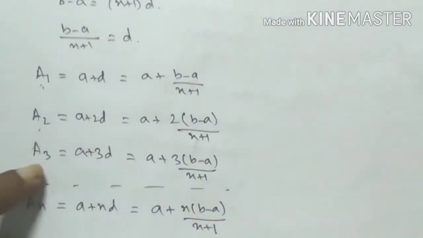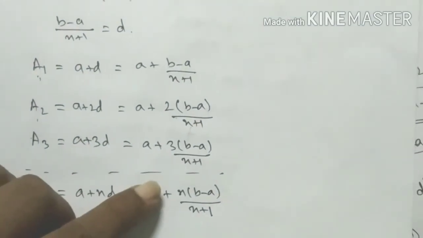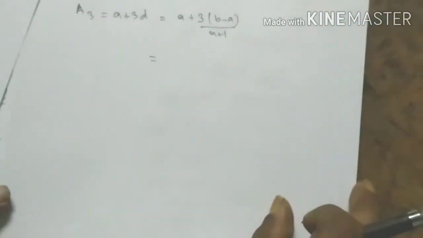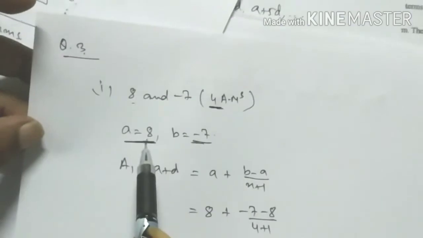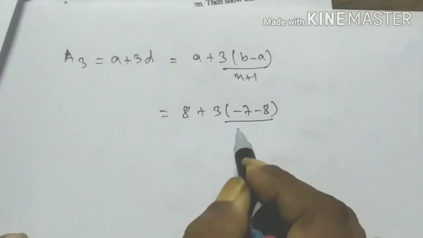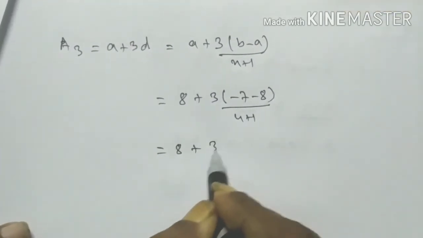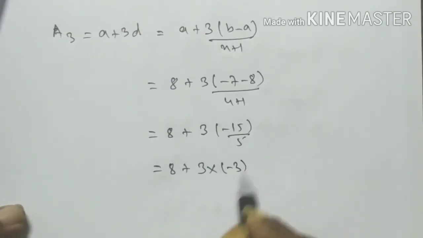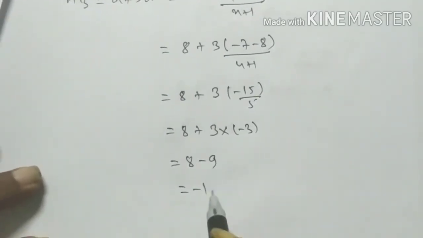Now I am going to find A3. A3 is equal to A plus 3D, and this is equal to A plus 3 times (B minus A) by (n plus 1). You already know that your A is 8 and B is minus 7. So 8 plus 3 times (minus 7 minus 8) by (4 plus 1), this is equal to 8 plus 3 times minus 15 by 5, that is equal to 8 plus 3 into minus 3, that is equal to 8 minus 9, that's equal to minus 1.